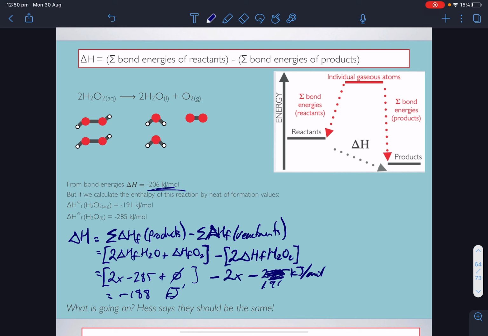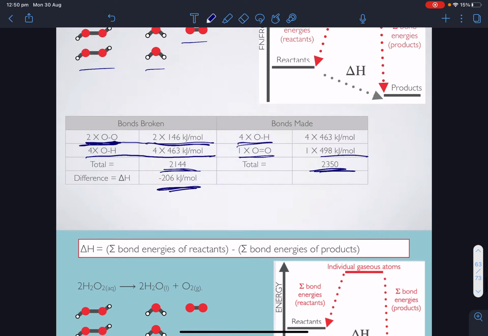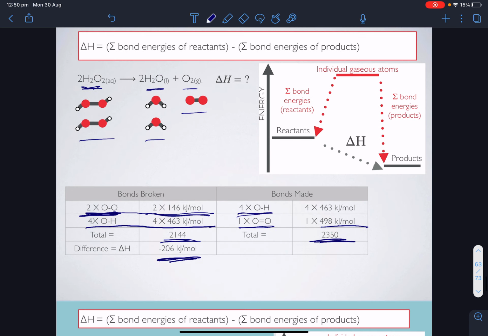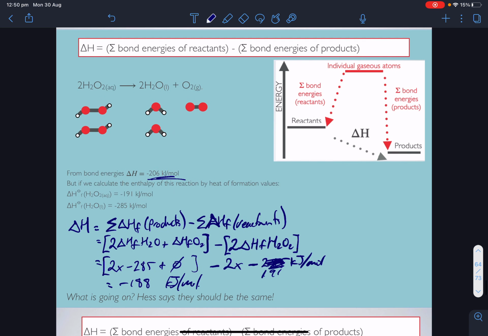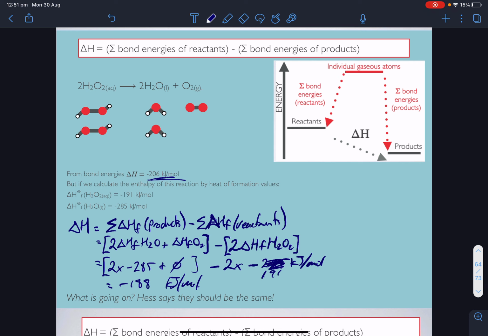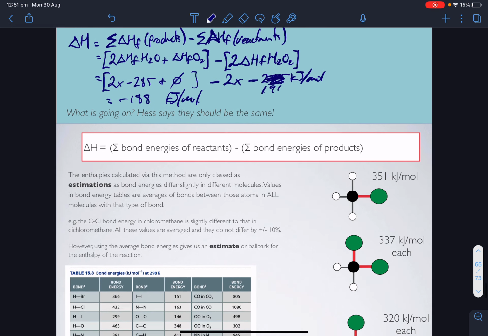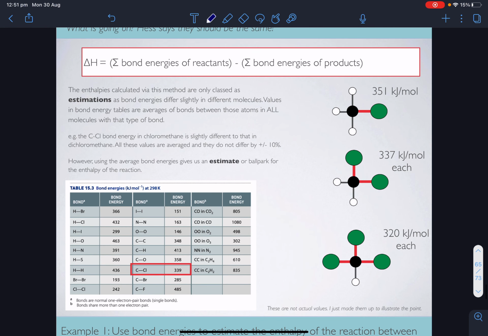Okay, so we solved the same problem two different ways. The enthalpy for the reaction, we solved it using bond energies and got negative 206 kilojoules per mole, and then we solved it using heat of formation values and got negative 188 kilojoules per mole. So it's about 10% out. What's going on? Hess's law says they should be the same no matter what path, but they're not. Let's get there. The enthalpies calculated using bond energies are always an estimation.